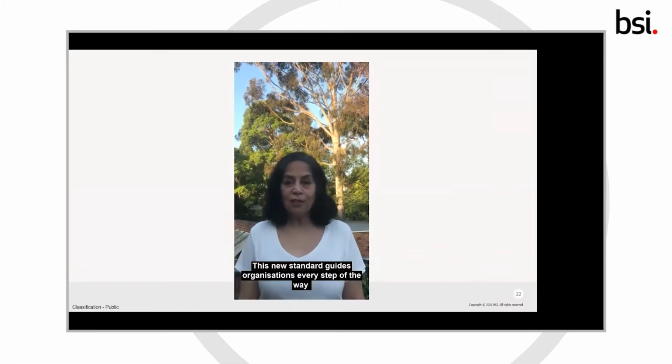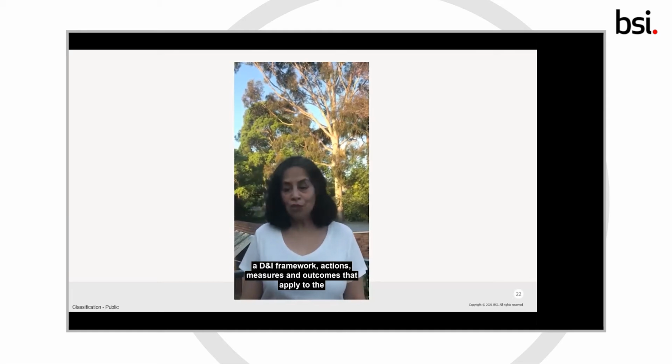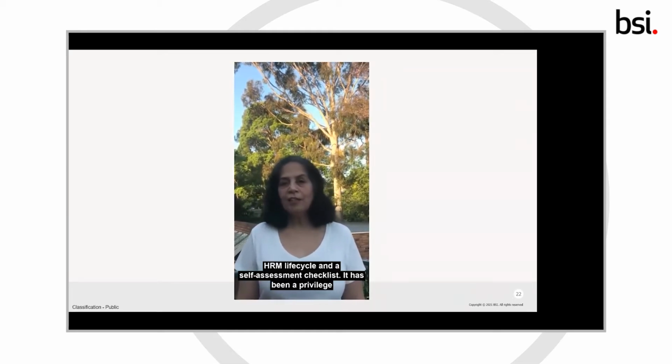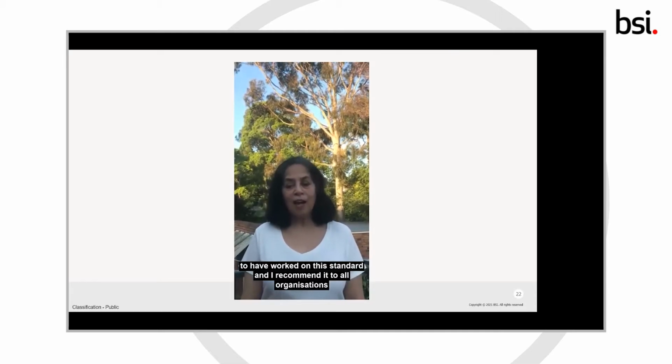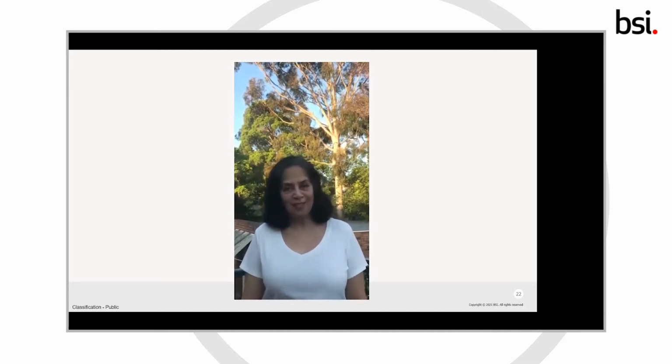This new standard guides organisations every step of the way in a very practical way by providing useful terms and definitions, a D&I framework, actions, measures and outcomes that apply to the HRM life cycle, and a self-assessment checklist. It has been a privilege to have worked on the standard, and I recommend it to all organisations, regardless of size or industry sector.